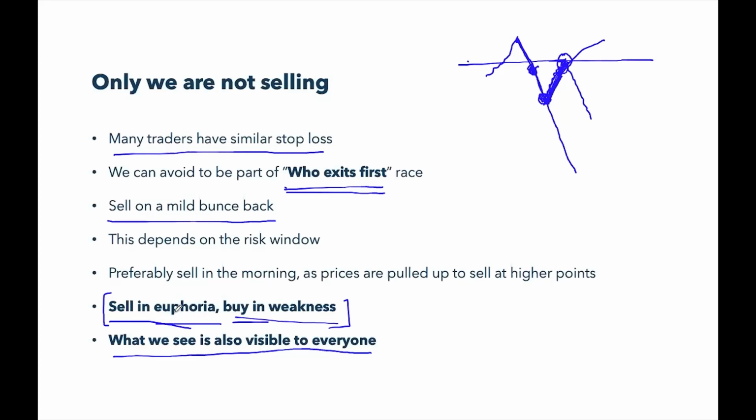But I think for initial stages, you can just remember these two things, that you should always try to buy weakness. It's okay that in the initial phase we be part of the consolidation for a few days and eventually wait for the euphoria, but things would be a little safer. Also, preferably sell in the morning, wherein the maximum participants are there, as prices are pulled back up to sell at higher points.